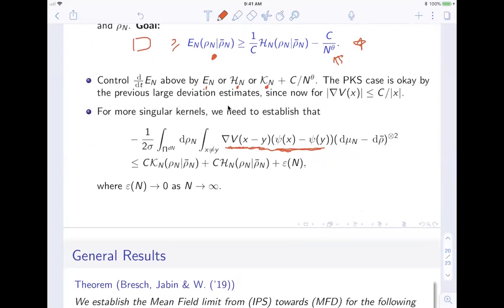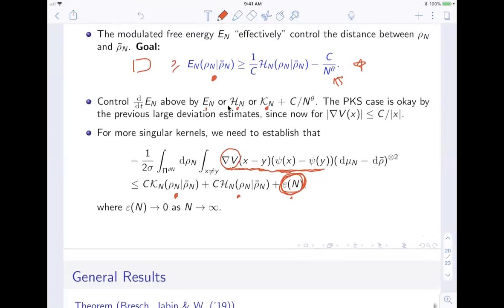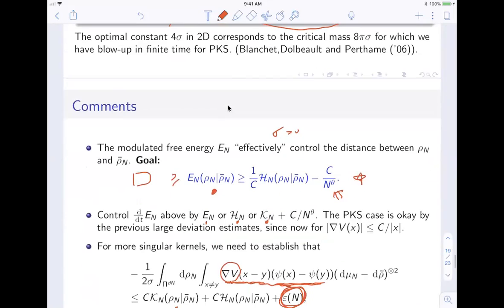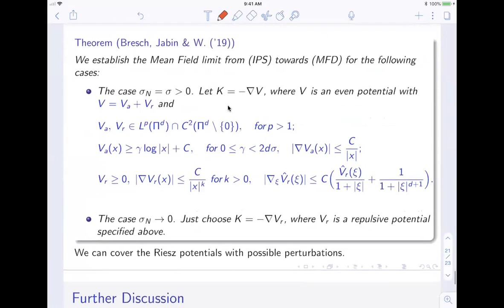But for repulsive force, which is very singular, like the Riesz-Coulomb case, we use Fourier to show this can be controlled by this and that. These are very delicate, and there is some parameter which depends on n and which will vanish as n goes to infinity. If you combine all those, we can control En, and we can have the convergence in this type of convergence.